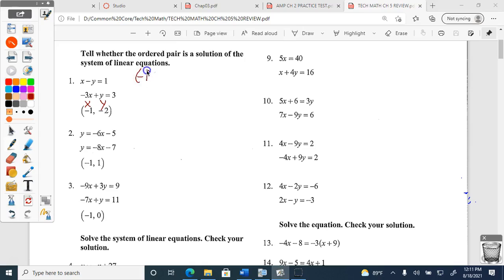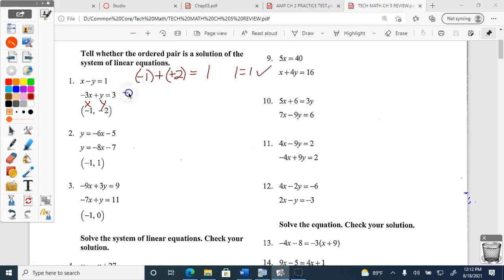So -1, not plus, excuse me, minus -2, does that equal 1? Well, let's see here. Two negatives times each other make a what? A positive. So that'd be plus, and 2 minus 1 is 1 equals 1. So that one checked. Okay?